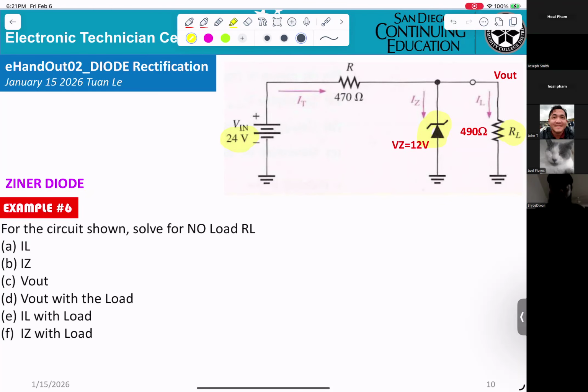Now, first thing, for the circuit shown for no load. That means right now we try to solve the problem without the load. Okay? They want to know what the IL is. This is the IL here.